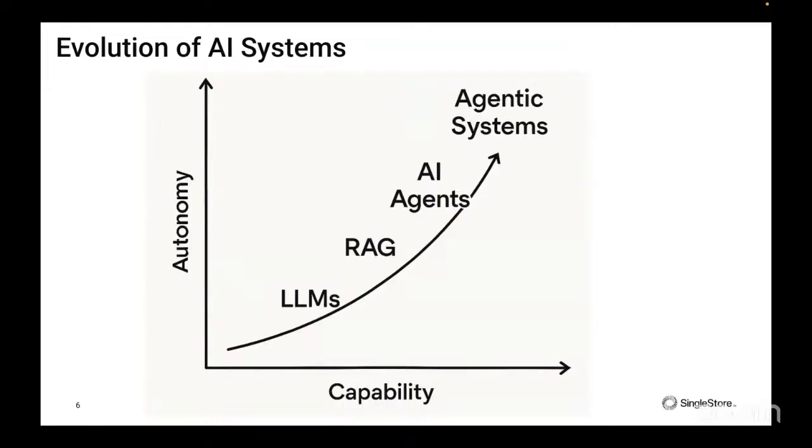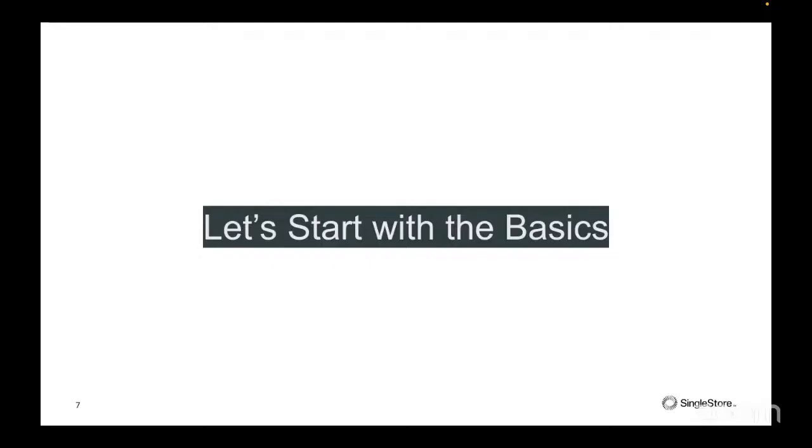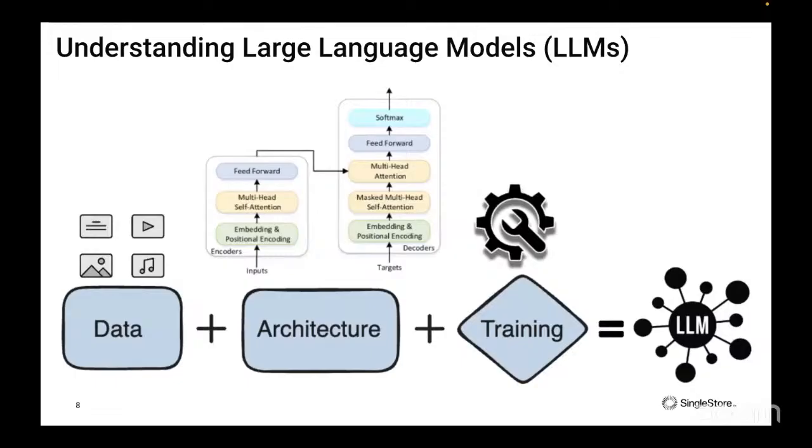And then from there, we moved to AI agents, little autonomous systems where they try to do everything by themselves. And now we are at agentic systems, where different AI agents come together to help you solve very complex problems, right? If you take the X axis for capability and the Y axis for autonomy, this is how it goes. So we are at agentic systems now, and everybody is talking about agentic systems. But let's start with the basics, right? Let's start with what LLMs are, understanding LLMs.